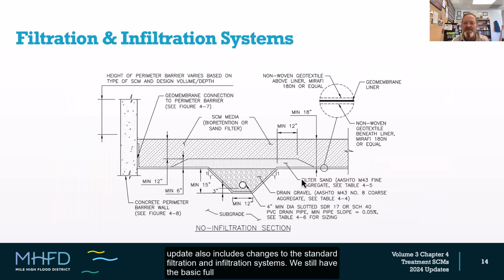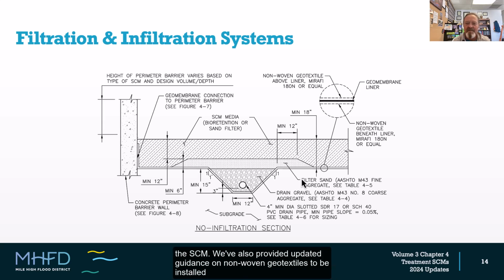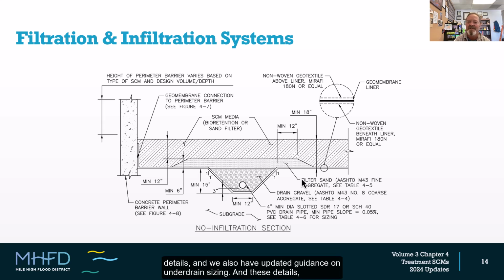The 2024 update also includes changes to the standard filtration and infiltration systems. We still have the basic, full, partial, and no infiltration sections, but we've refined some of the details. For example, we have made the filter sand layer a bit smaller using a trapezoidal shape above the underdrain trench. Previously, that extended across the entire bottom of the SCM. We've also provided updated guidance on non-woven geotextiles to be installed below and above liners to provide cushioning. We have new guidance on liners and liner penetrations and new details. And we also have updated guidance on underdrain sizing.